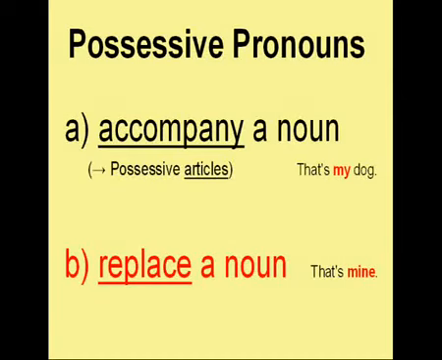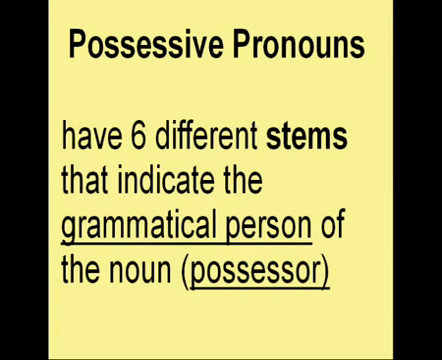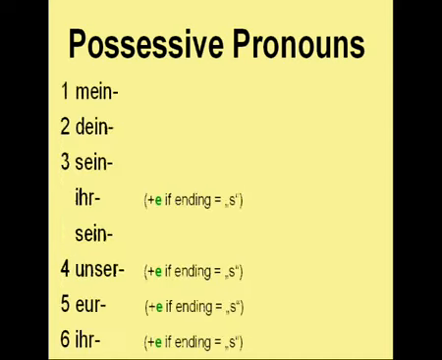I'm a German native speaker and in this lesson you will get to know the possessive pronouns that replace a noun. These possessive pronouns also have 6 different stems that indicate the grammatical person of the noun, which is the possessor, and they are the same as the possessive pronoun word stems that accompany a noun. The only exception is that the ones that end on "er" like ihr, unser, eure and ihr get an additional "e" if the ending is an "s".